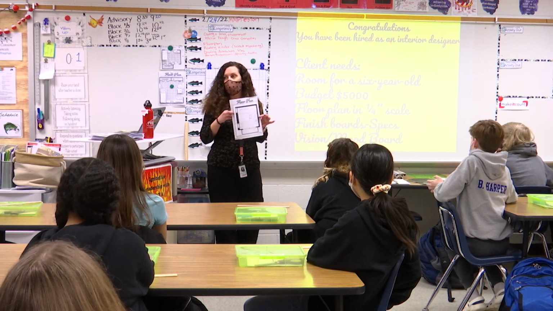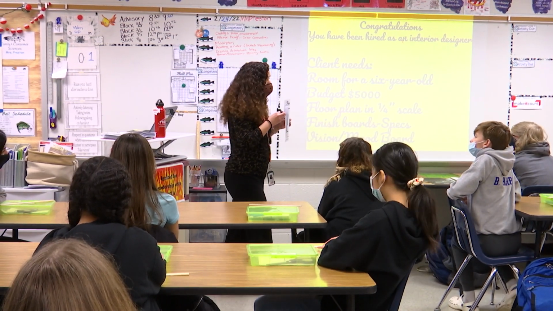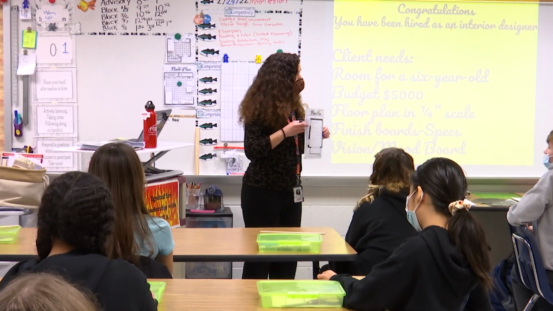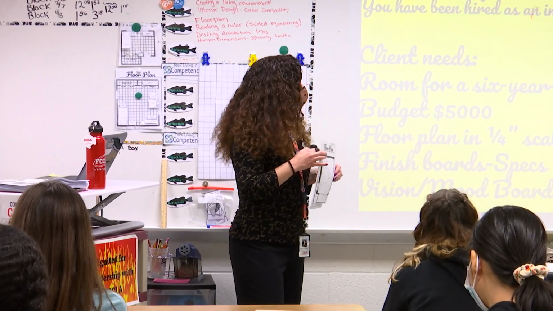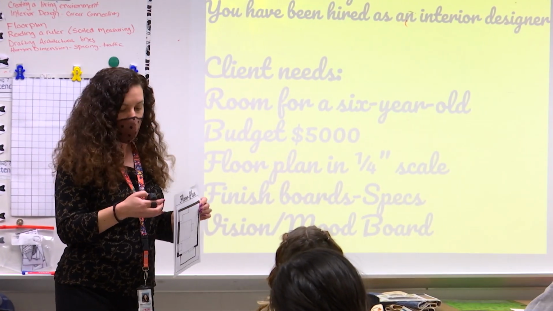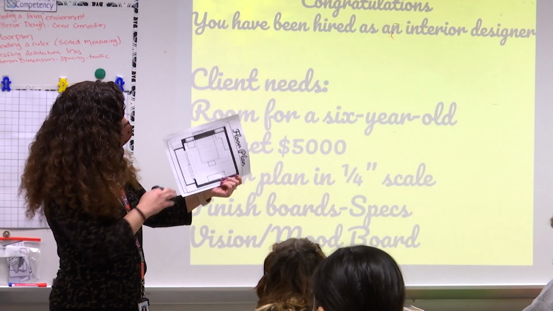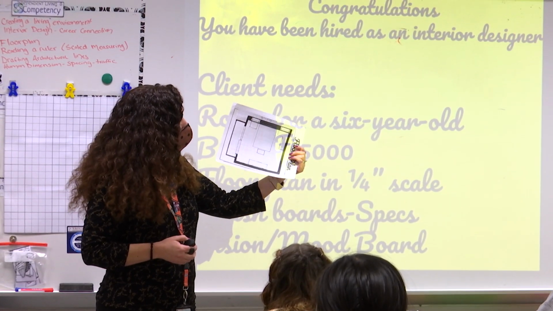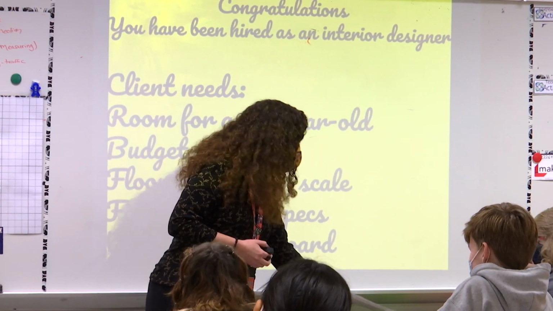Your floor plan must be in 1/4 inch scale. You can upgrade your floor plans and make your rooms larger this time, or you can use your existing floor plans. The choice is yours. You must include a finish board with specifications and a vision or a mood board. I upgraded my floor plan. It's a little bit bigger. I did some built-ins on my floor plan also. So I have some built-in banquettes, which is a really cool window seat. So if you want to do built-ins, you can do that also.